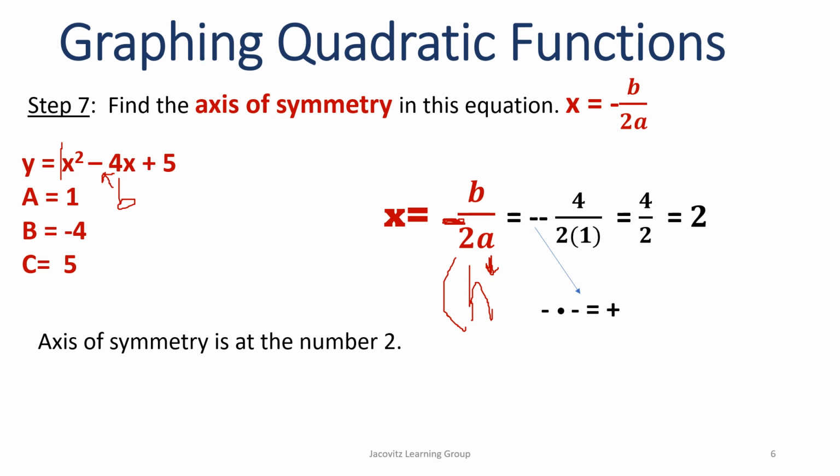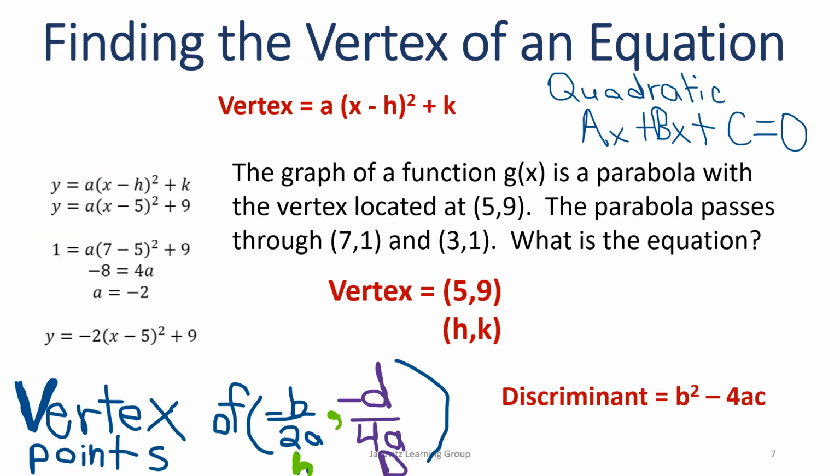I'm leaving this here because usually when you're trying to find a vertex, it's labeled by h and k. Let me explain what's going on with h and k. H and k are another way of saying x and y. Okay, so that's just that little tidbit of information.